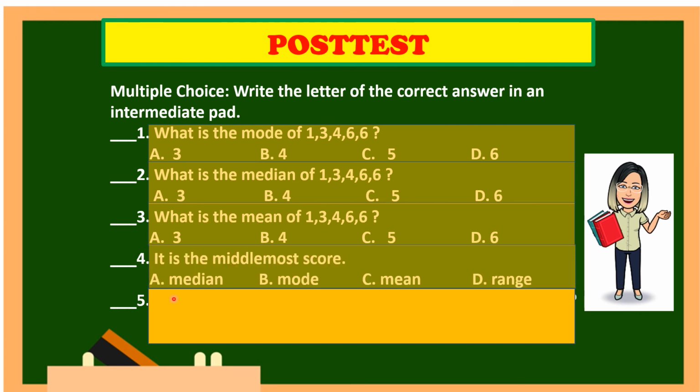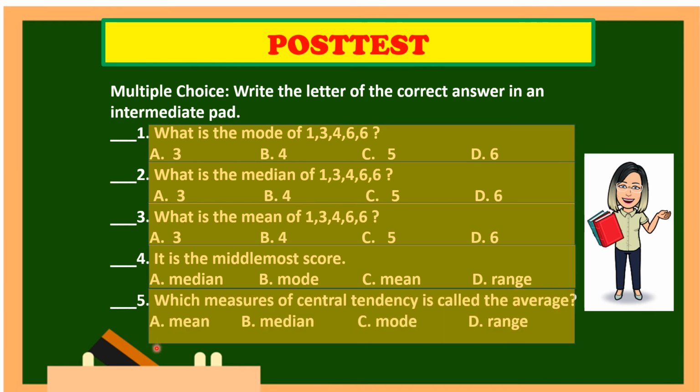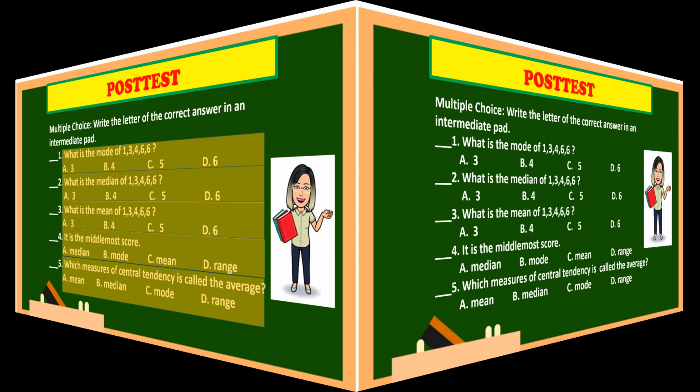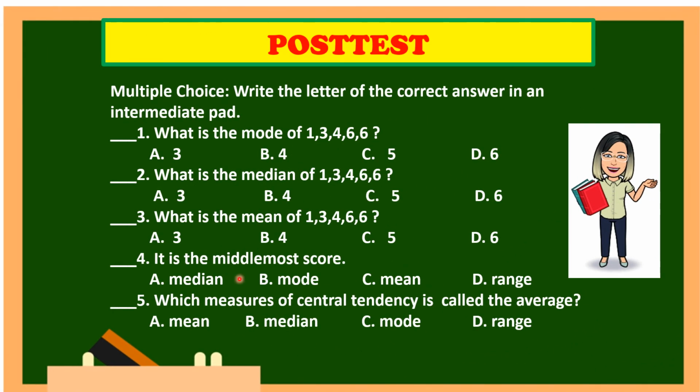Number 4. It is the middlemost score. Letter A, median. Letter B, mode. Letter C, mean. Letter D, range. Last number, number 5. Which measure of central tendency is called the average? Letter A, mean. Letter B, median. Letter C, mode. Letter D, range. So we have our answers. For number 1, letter D. Number 2, letter B. Number 3, letter B. Number 4, letter A. And number 5, letter A.